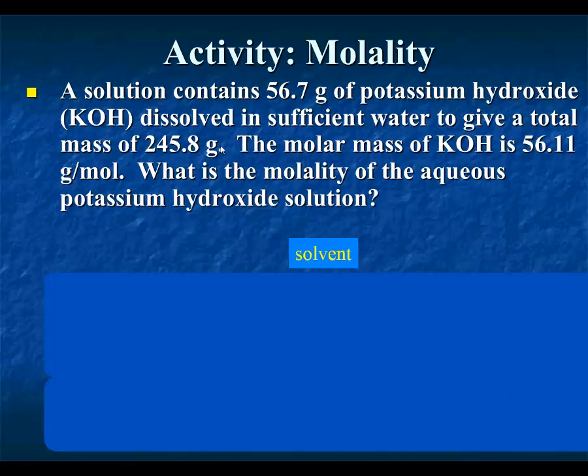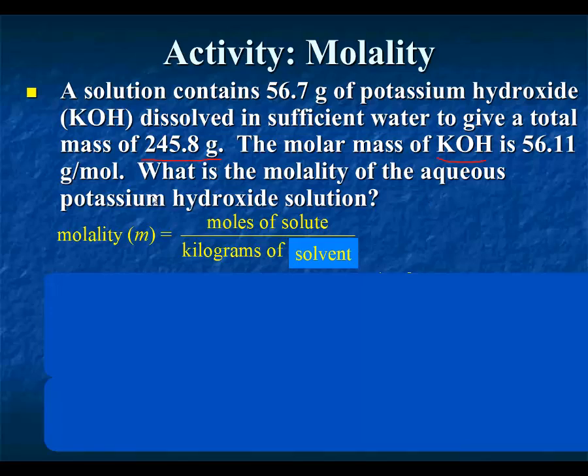Okay, so let's go ahead and calculate one of these. We're going to take a solution that contains 56.7 grams of potassium hydroxide. We're dissolving it in sufficient water to give a total mass of 245.8 grams. The molar mass of potassium hydroxide is 56.11 grams per mole. We'd like to know the molality of the solution of potassium hydroxide.